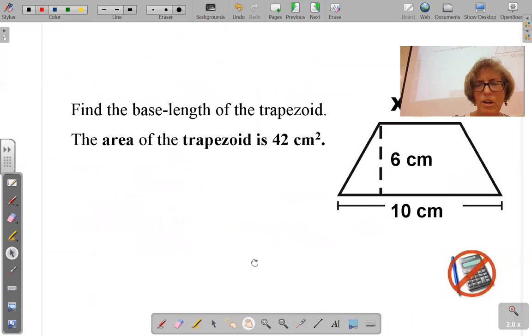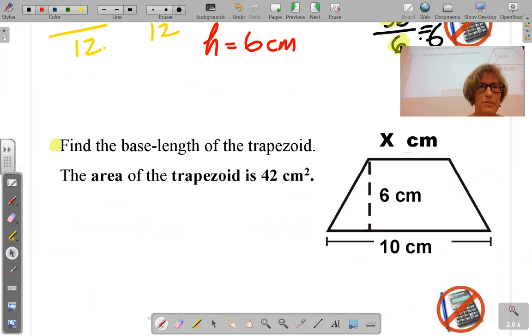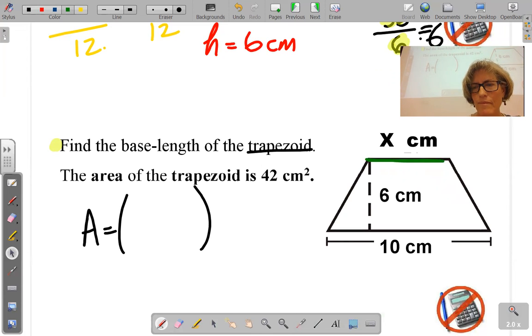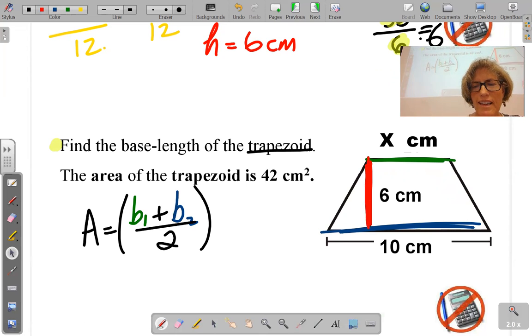2 more real quick. Why don't you go ahead, read that out loud? Find the base length of the trapezoid. The area of the trapezoid is 42 centimeters. Okay, what's your first thought? Area equals. Trapezoid. So area equals base 1 plus base 2 over 2. Yeah, we average the bases. You are totally correct. So we average the bases and then we times by the what?